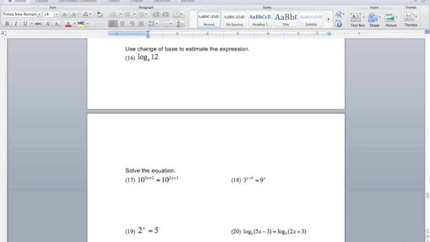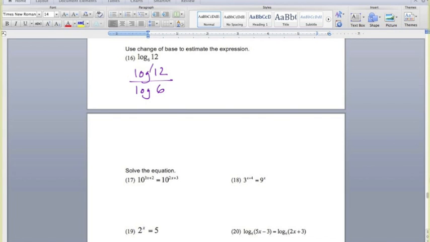The next problem asks us to use our change of base property. Our change of base property is that we take the log or the ln of the number divided by the log or ln of the base. Here we do want a log or ln on both top and bottom. It doesn't matter whether you use the common log or the natural log, as long as you do the same thing for both of them.